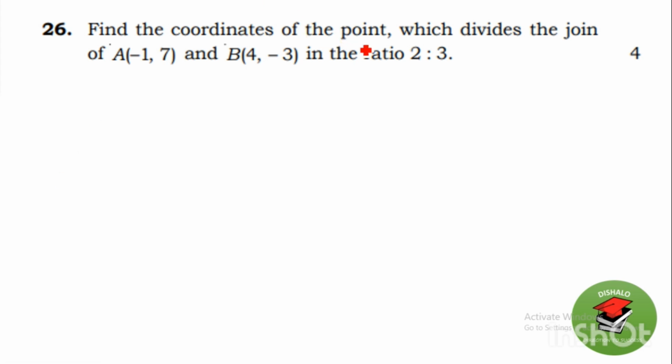Find the coordinates of the point which divides the join of A and B in the ratio 2:3. So there is a line segment.